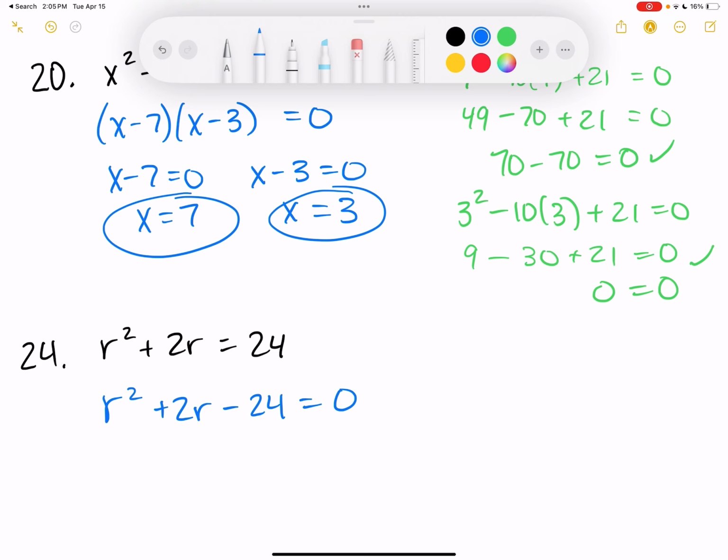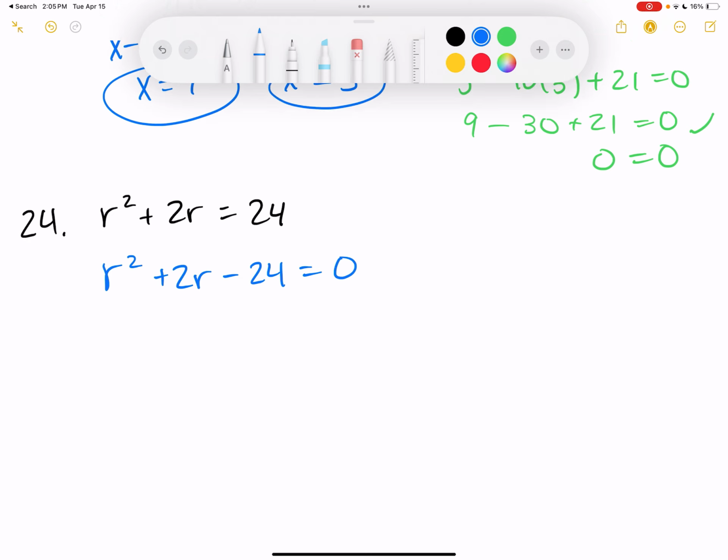Now I can factor this. I need factors of negative 24 that add up to 2. What two things multiply to equal negative 24 that also add up to positive 2? 12 and 2 would be 14. 6 and 4? Well, 6 plus 4 is 10. Negative 4 and 6. So 6 minus 4 is 2, so that would make sense. So we've got r plus 6 and r minus 4. Why did I write 2?